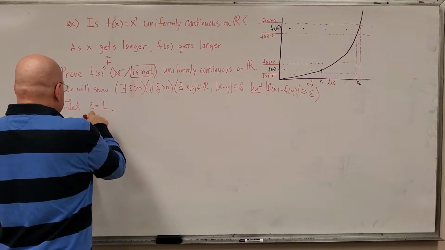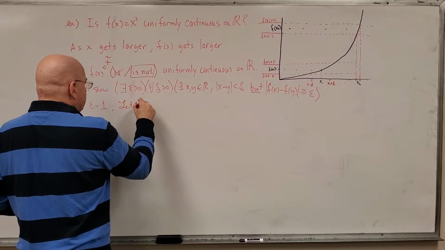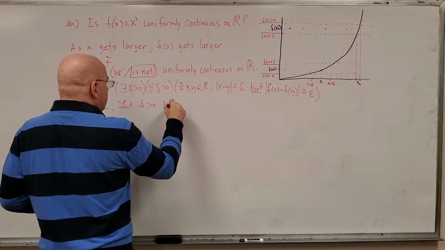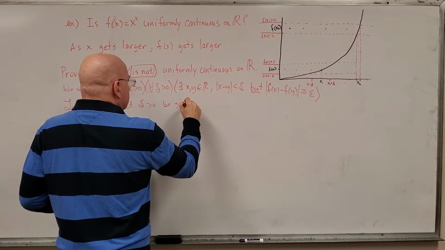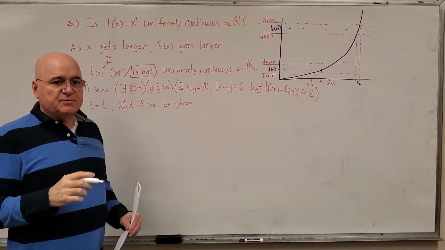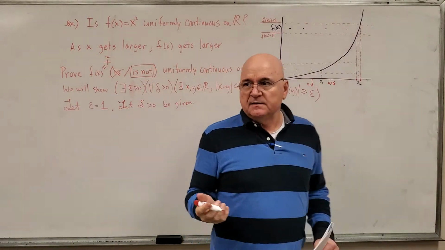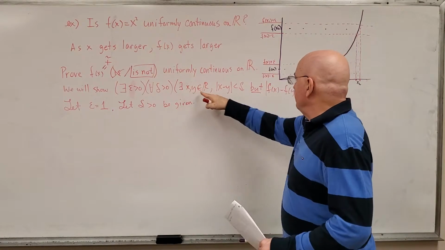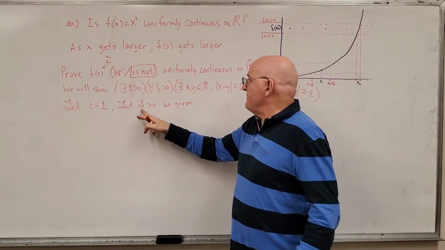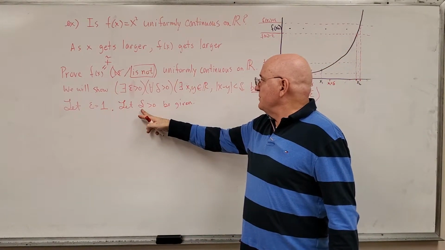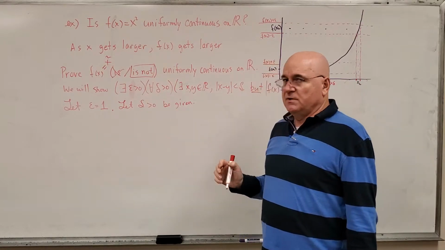Okay, so let's just say let delta greater than zero be given. It's being chosen arbitrarily. So if we can show the rest of this, that means it does not matter what value of delta we chose. It means for every value of delta.